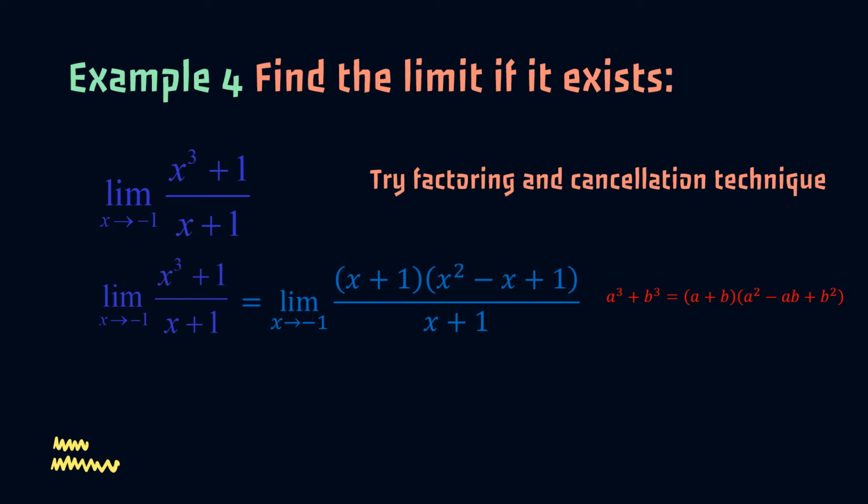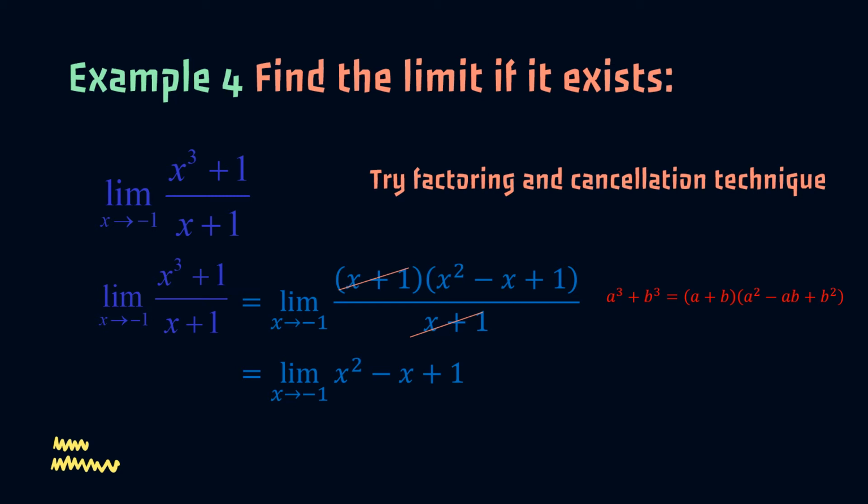So the expression at the top, after we factored x cubed plus 1, becomes x plus 1 times x squared minus x plus 1. And at the bottom, the x plus 1 expression, we just leave it like that. What I notice here is that x plus 1 at the top and x plus 1 at the bottom can be cancelled. So the limit becomes the limit when x gets close to negative 1 of x squared minus x plus 1.